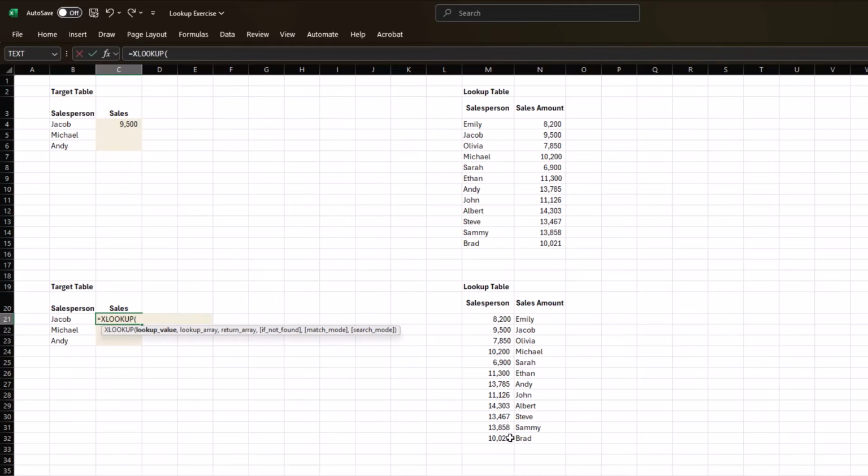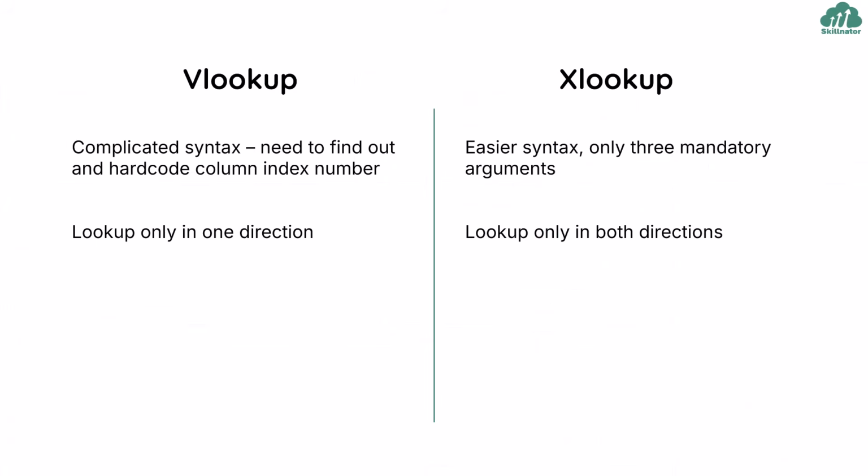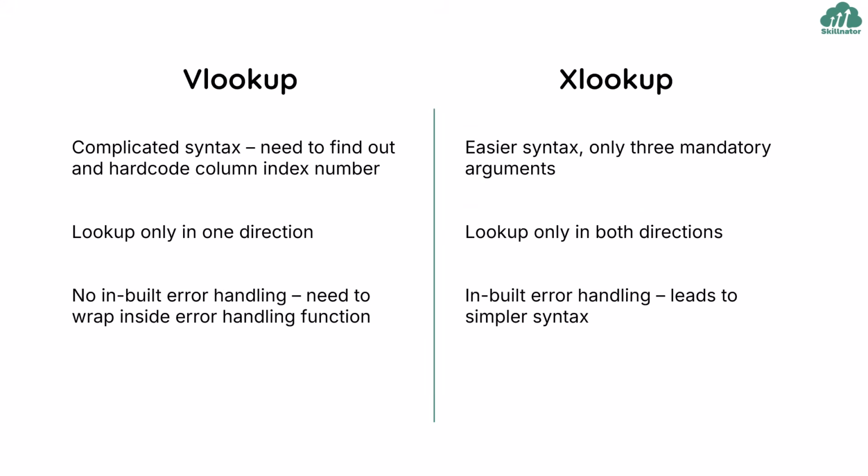I'm going to use Xlookup again, put in the lookup value, select the lookup array, which in this case is the second column. I know the headings are flipped around, so don't worry about that. And then the return array will be the sales amount. There we go. Coming back to our comparison, a third advantage of Xlookup is that it has inbuilt error handling function.